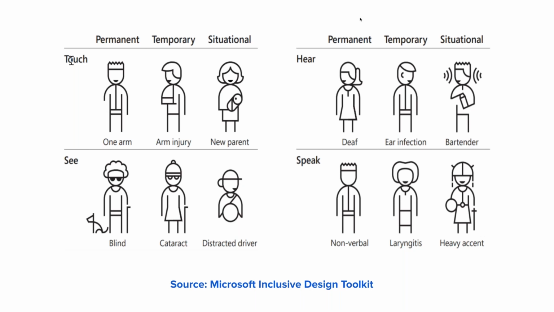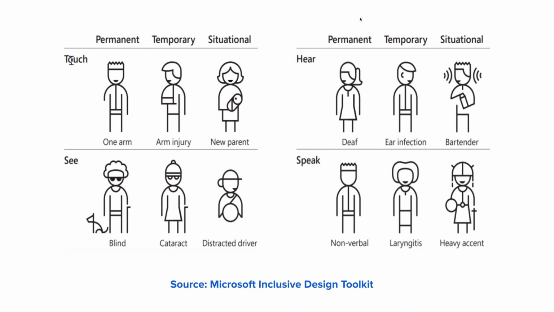That could be a permanent disability. Somebody could be missing a limb, they could be blind, they could be mute, and they're going to have to figure out ways to use technology to communicate with other people. But that can also be temporary disabilities. You know, you could have a broken hand, you could have just had your eyes dilated.